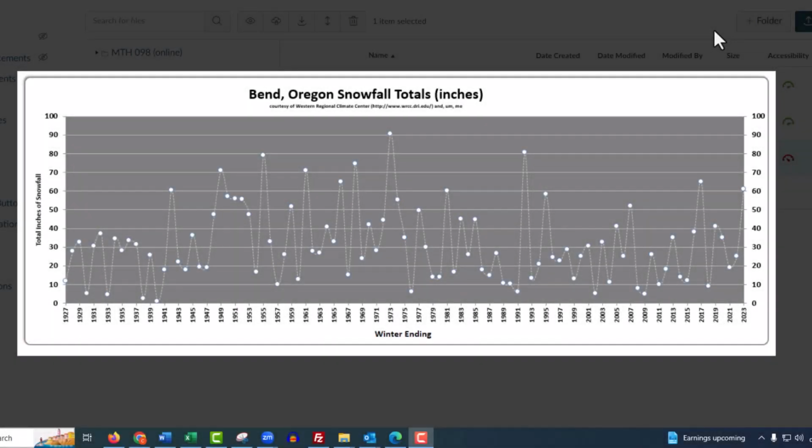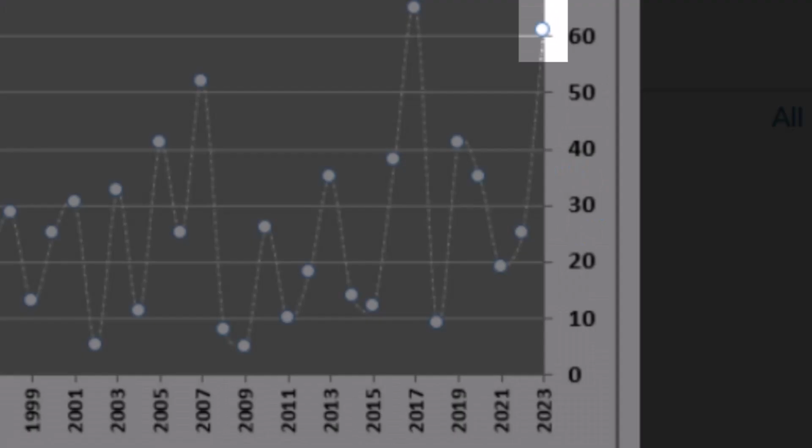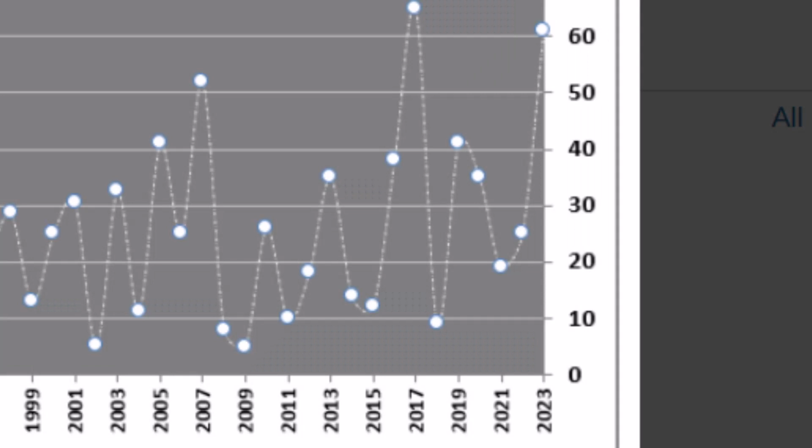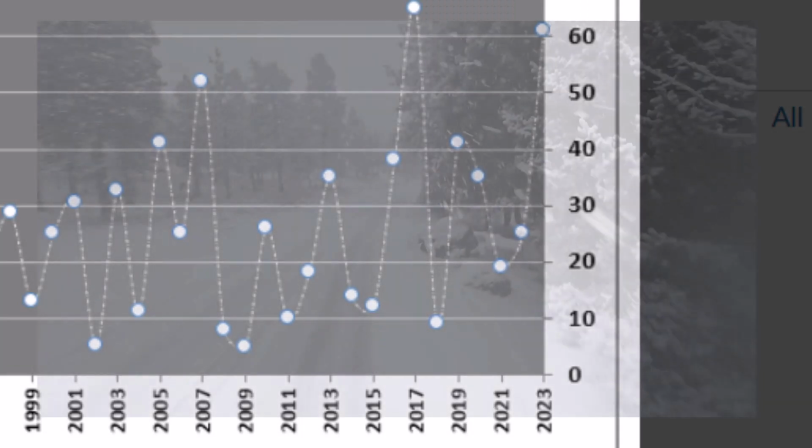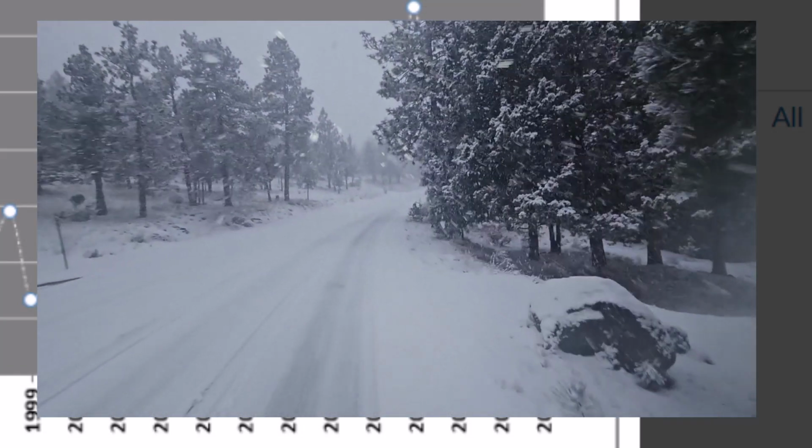Okay, my friends, let's take a look at this line chart and pull some information for these next few questions here. The rightmost point on the graph is this one over here, the winter ending in 2023. As I'm recording this, it's actually the beginning of 2024, so this would have been the winter before. And as I'm sitting here, it's dumping snow outside, so this is going to be a fun graph next year, I think.